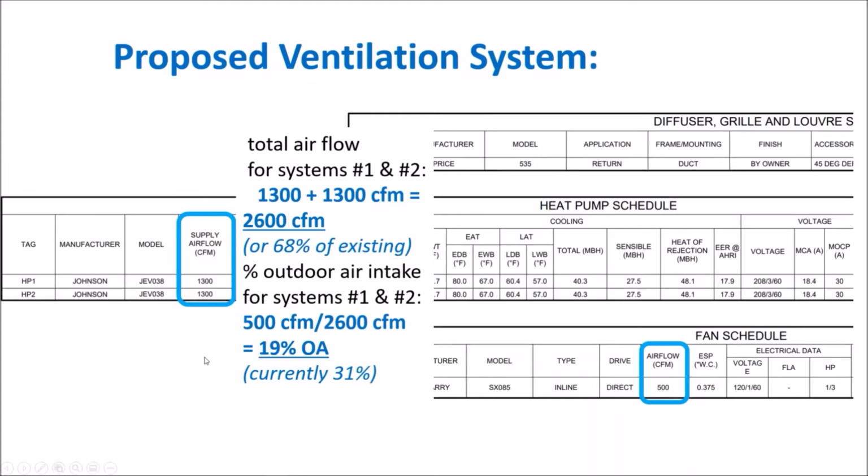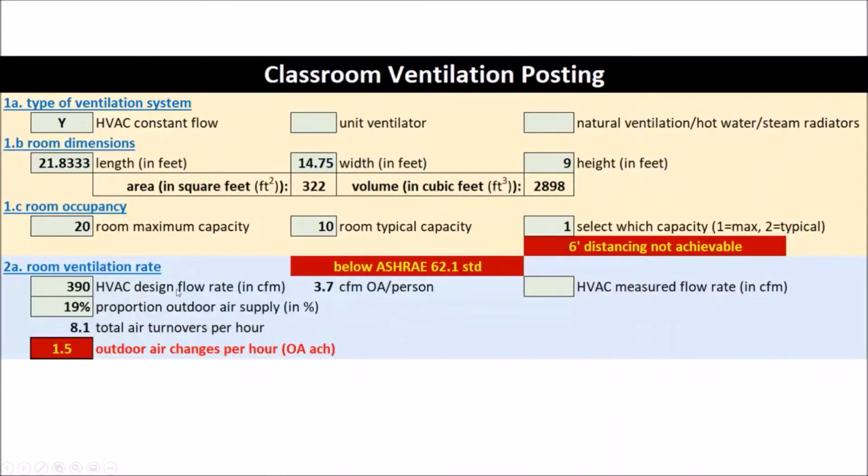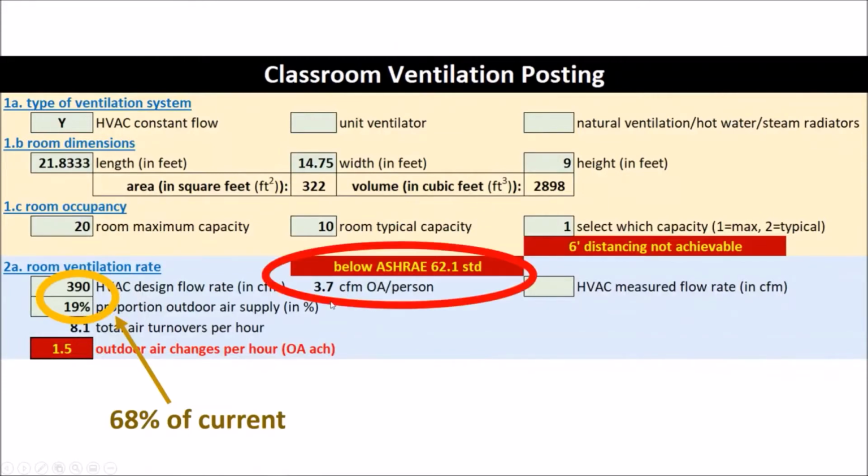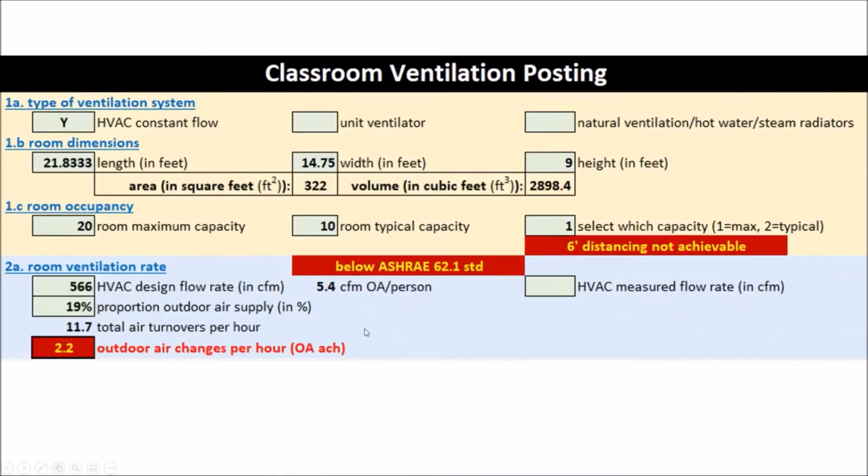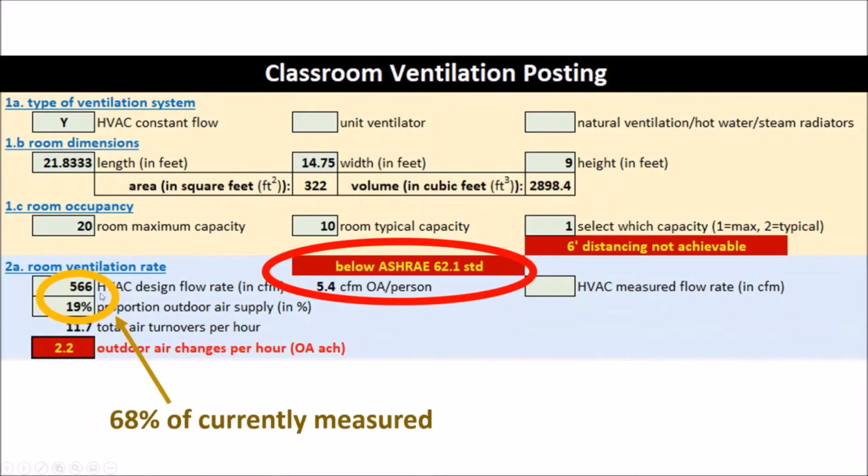So what will that do to our system here? So if we put in the 3,900 CFM, which is 68% of what we currently have, and we change the outdoor air proportion from 31 to 19, you see that we're way below the ASHRAE standard for the amount of outdoor air per person. And even if we take 68% of what Masood measured, we're still well below, and we only have 2.2 equivalent air changes per hour.